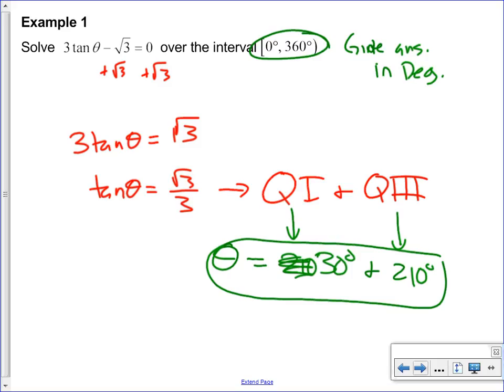Okay. So again, the difference was yesterday we were doing inverse tan. Today we're doing regular tan. Regular tan, there's more than one place where it's positive. Oh, well, that's easy. It's so easy.